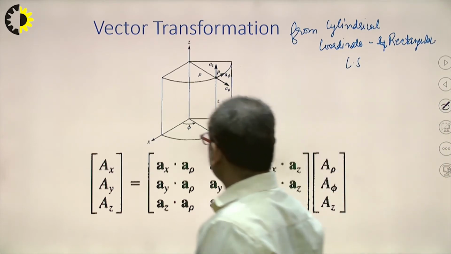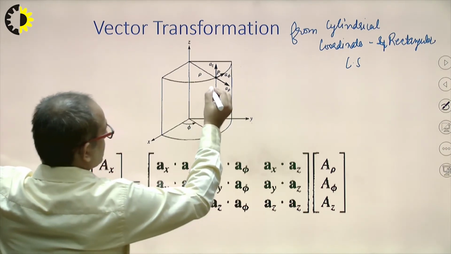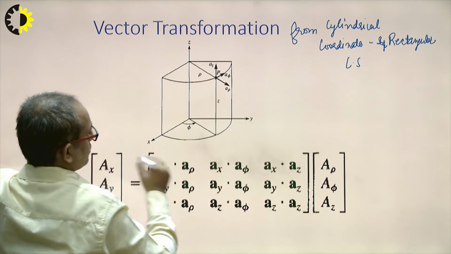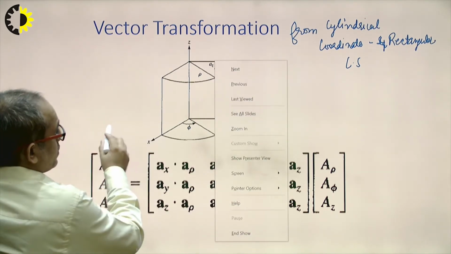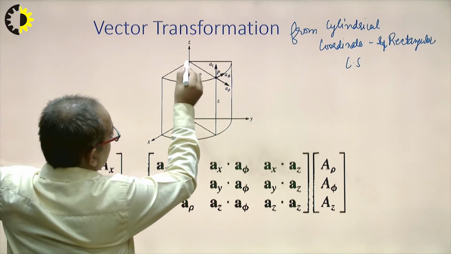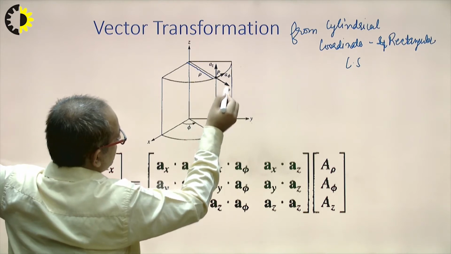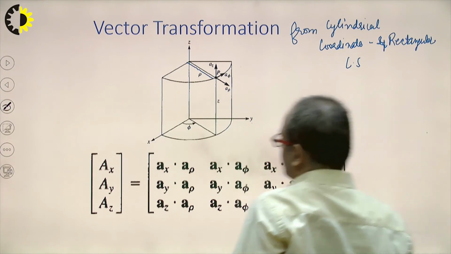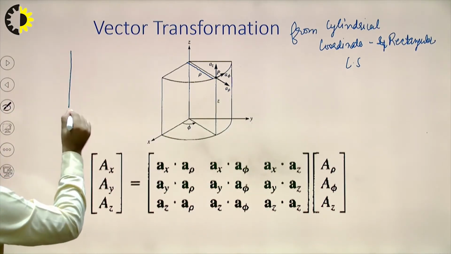Now we'll see here, if I want to calculate the unit vectors at this point, you will see here that this one is the rho, so a-cap rho will be... Now see this one, I will just draw another diagram.